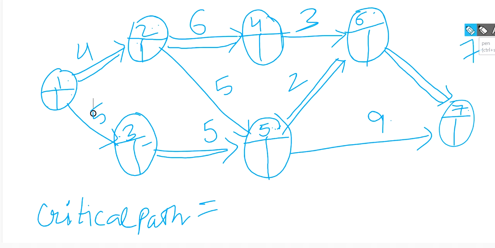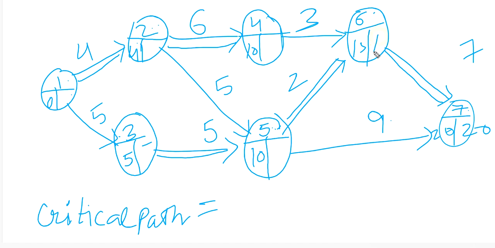So now again with the network: 0, 0 plus 4, 4, 0 plus 5, 5, then 4 plus 6 is 10. Now for 5, 5 plus 5, 10, 4 plus 5, 9. So I'll write the larger one. So here we are, 10 plus 3, 13 and 10 plus 2, 12. So I'll write 13. So here 13 plus 7, 20. We'll write 20 here, and 10 plus 9 is 19. So I have taken the larger one, 20.